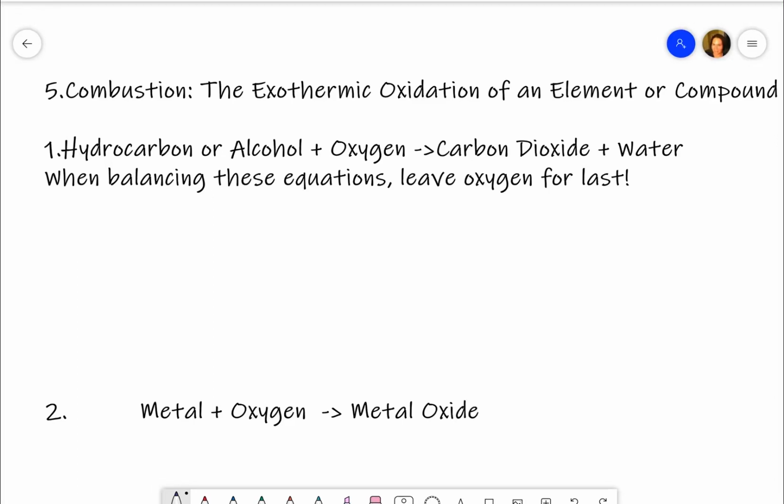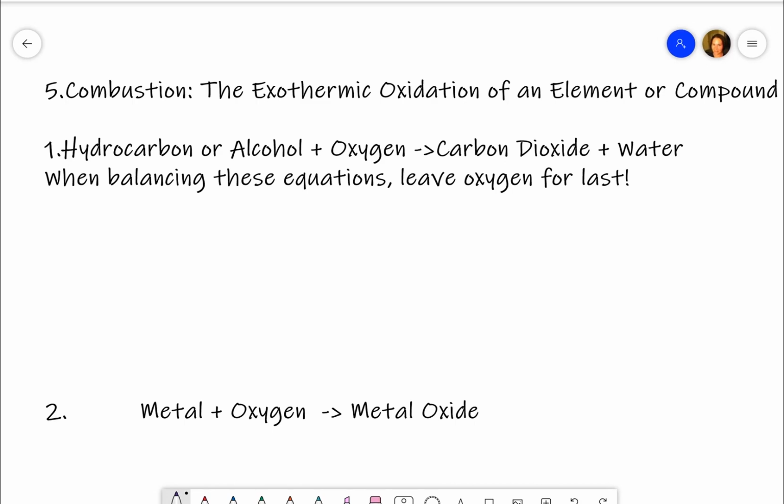Hello guys! Okay, so today we're going to talk about combustion reactions. Combustion reactions are the easiest. They are my favorite. They're literally explosively easy to do. Okay, so let's jump right in. So combustion is the exothermic oxidation of an element or compound.